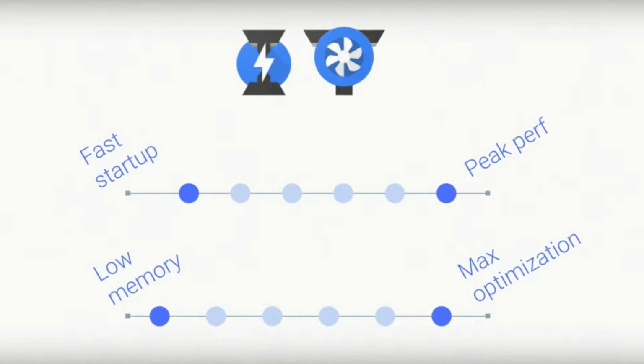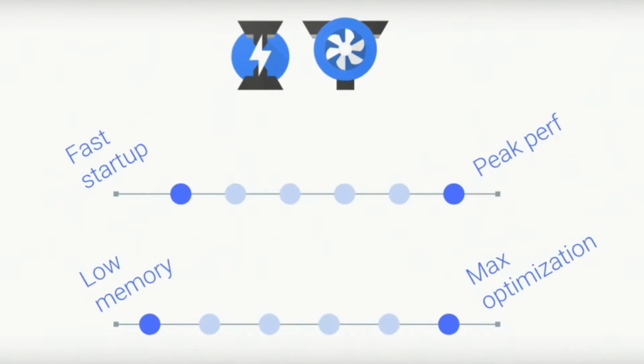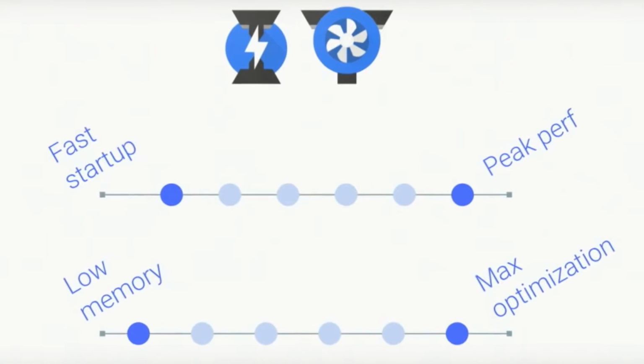So the V8 engine basically can do both. Depending on the context which you are in, it is able to decide on the fly which of these trade-offs it actually has to make in order to optimize for performance and for memory both at the same time.